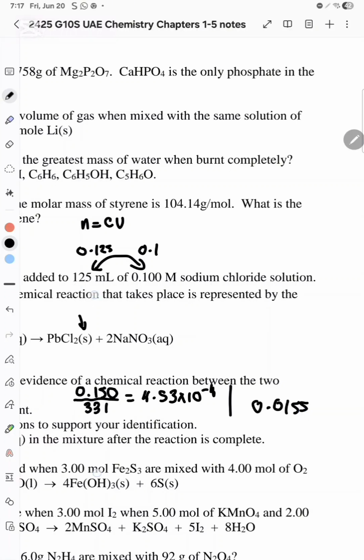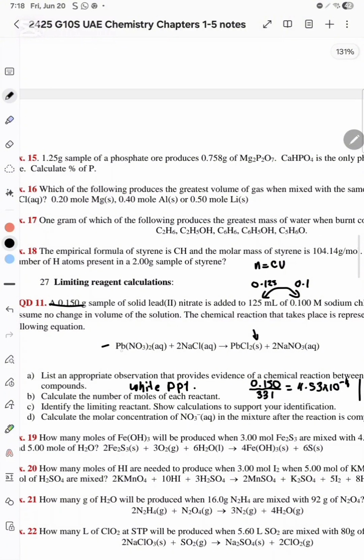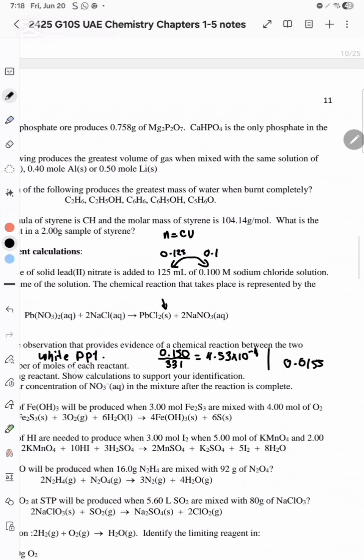And now I think that's it for part B. Identify the limiting reagent. So for the limiting reagent, we're gonna look at the number of moles. Here we have 1 mole, here we have 2 moles.